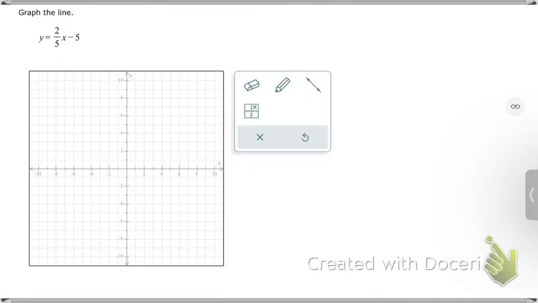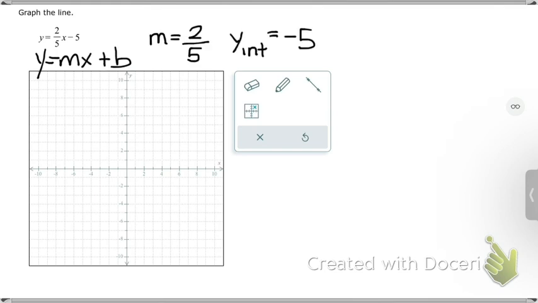In this video, we are going to look at some basic graphing review. Graph of a line and the graph of a parabola. This line here we see is given in the form y equals mx plus b. So we've got a slope of 2/5 and a y-intercept of -5.